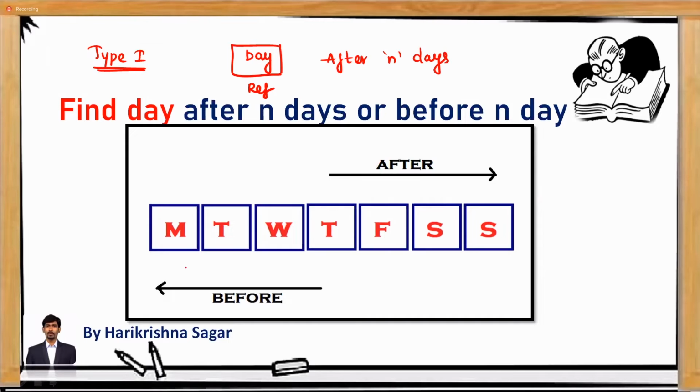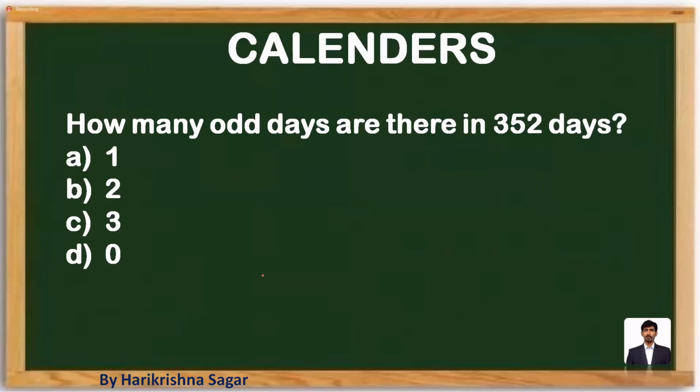First, draw the day scale. Whatever the reference value is, highlight that and move forward or move backward. If it is talking about the future, after is nothing but future, so you take the forward direction. If it is talking about the past, you take the backward direction. Before indicates past. Now you can just observe how many odd days. Let's look at basic questions. How many odd days are there in 352 days?